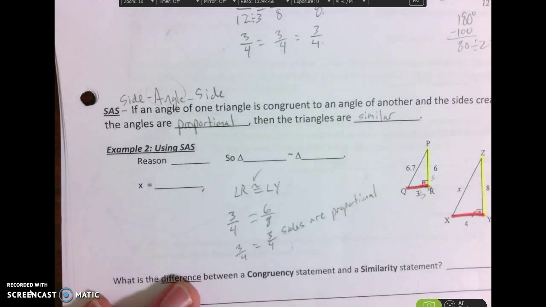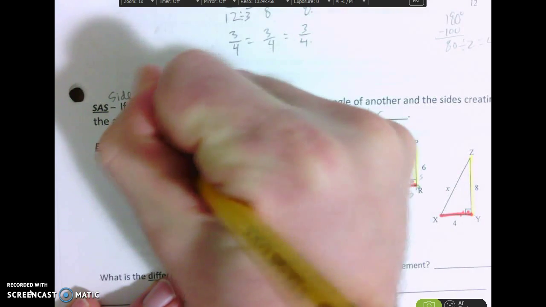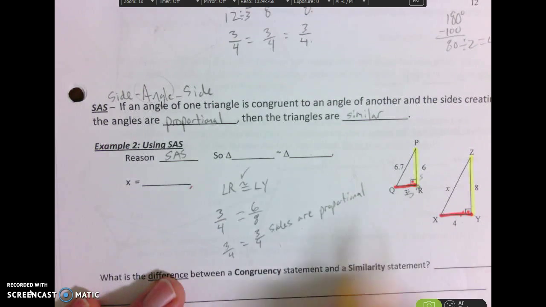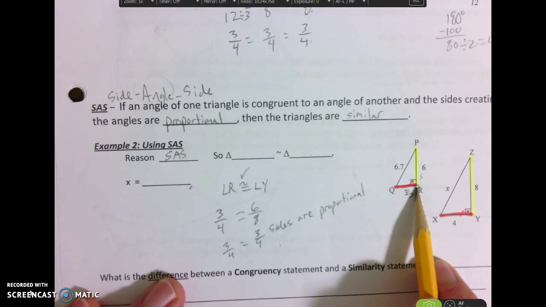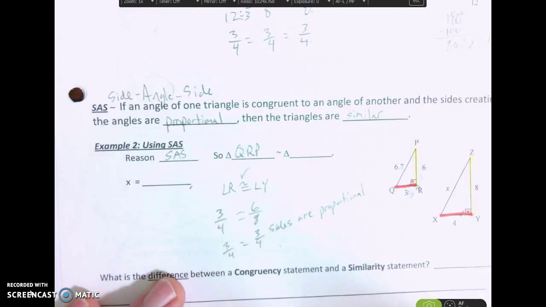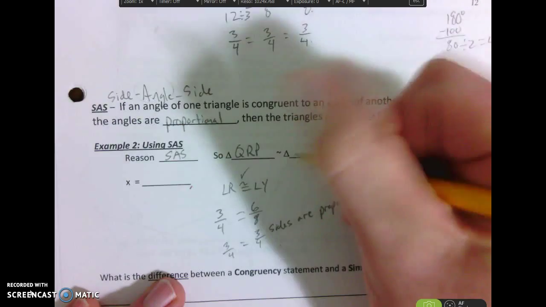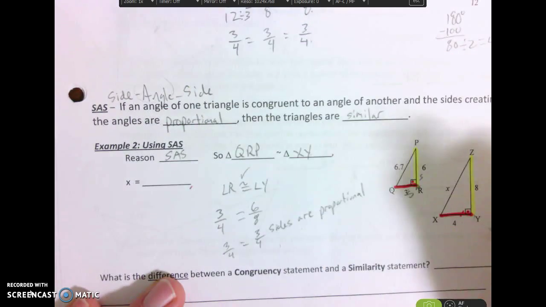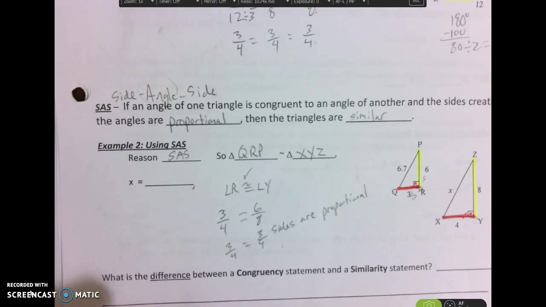So this is two similar triangles. The reason would be side, angle, side. Triangle, now let's go in order. I'm going to go from Q to the 90, which is the R to the P. QRP. So I got to go in the same order. X to the 90, which is Y. And then Y to Z. X, Y, Z. If you don't put them in the right order, they will not be marked correctly.